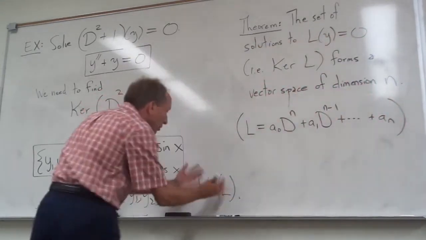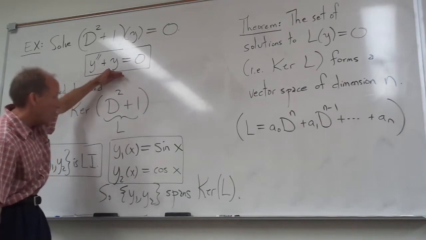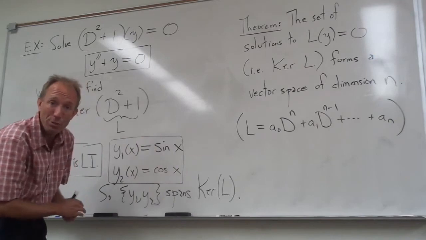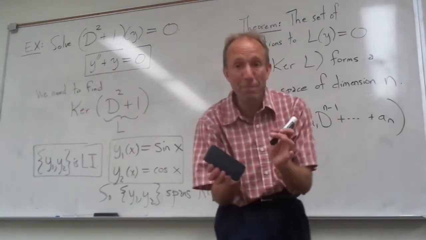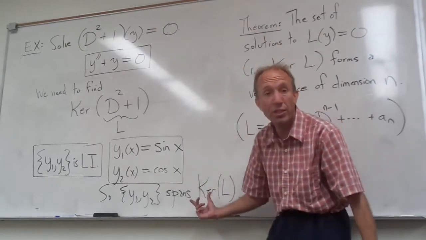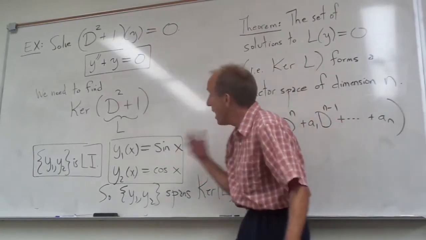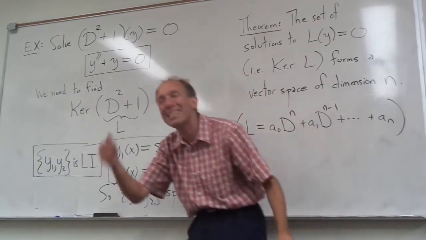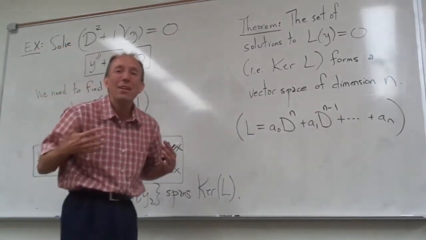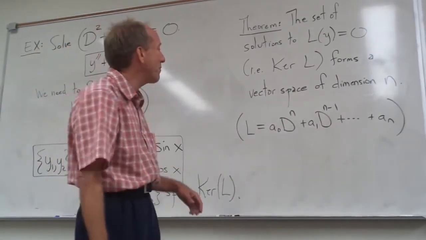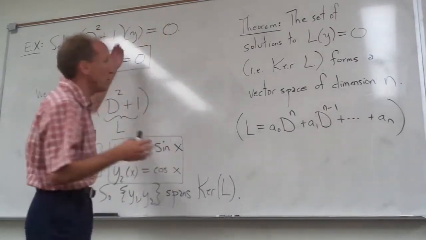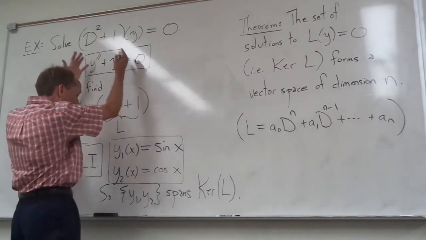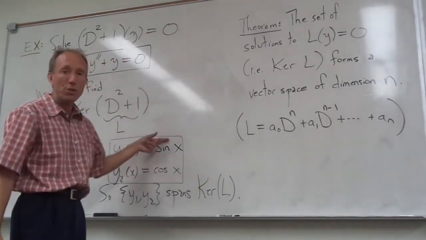Because the kernel of L, the solutions to this equation, are already fully spanned by just these two solutions, right? Every other function that is in the kernel of L, that solves this equation, is a linear combination of these two, and that is so exciting. That means we don't have to keep looking. We don't have to keep wondering if we found all of the solutions to this equation. The answer is yes, we did. The set of all of the solutions to this equation are just linear combinations of these two.